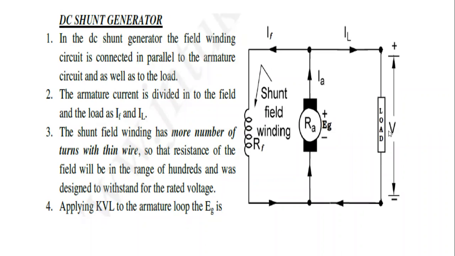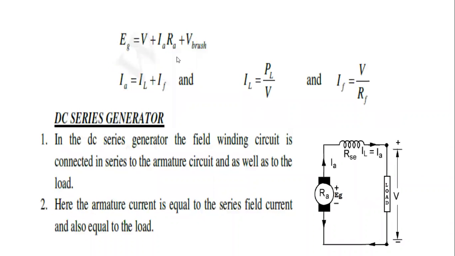The current flowing through the load and the current flowing through the field winding. Then IA is equal to IL plus IF, and applying KVL in this loop, EG equals V plus IARA, the voltage drop across the armature. These are the various formulas to remember for solving problems related to shunt motors or shunt generators. Understand?